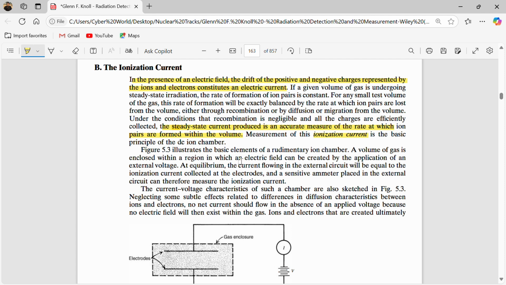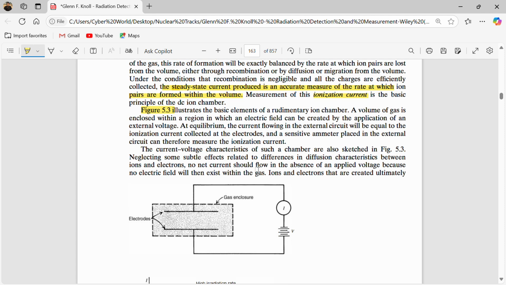Okay, so figure 5.3, we can discuss this figure below. It illustrates the basic elements of a rudimentary ion chamber. A volume of gas is enclosed within a region in which an electric field is applied. You can see we are applying an external electric field, here negative, here positive, from an external battery source, and there is a volume inside. These are the gas molecules, and we have two electrode plates.